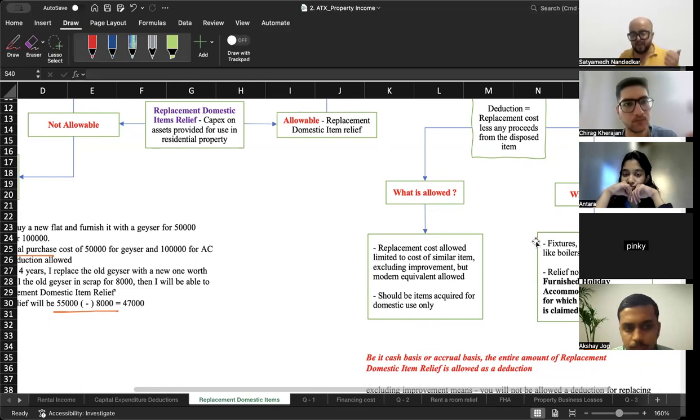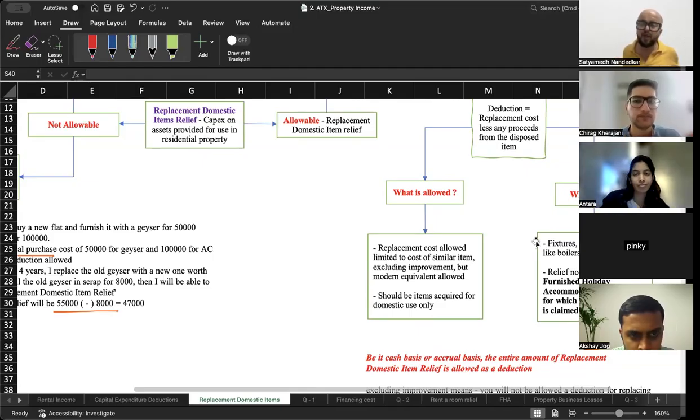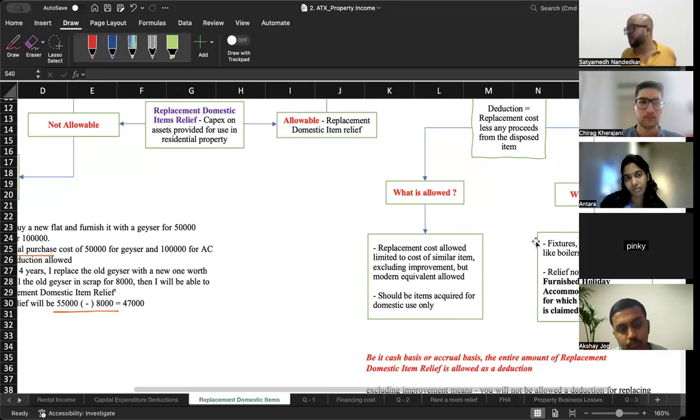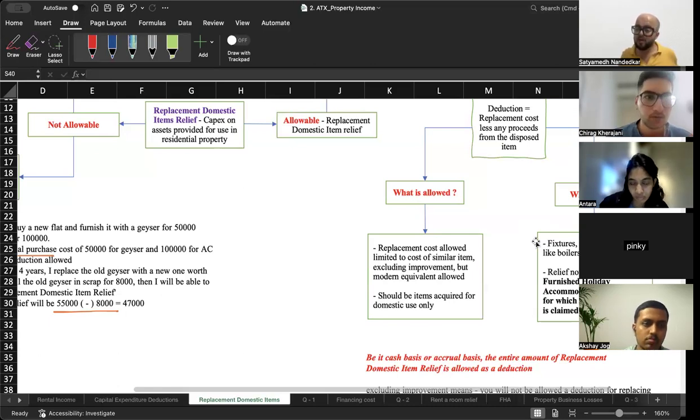Okay, and this relief is limited to the cost of a similar item excluding improvement, but a modern equivalent is allowed. Like older ACs were, for example, those window ACs, and now window AC manufacturing has stopped and you only have the split ACs these days, so a modern equivalent is okay, but you cannot improve over the AC. Like, you cannot replace a floppy with a CD because it's a completely different item altogether. Right? And should be items acquired for domestic use only. What is not allowed?